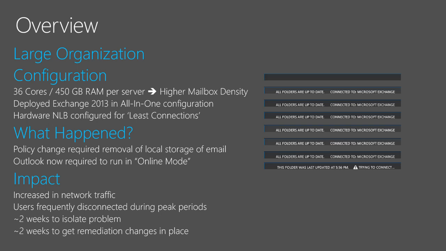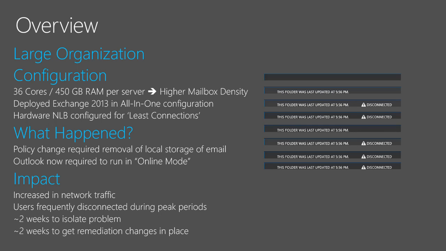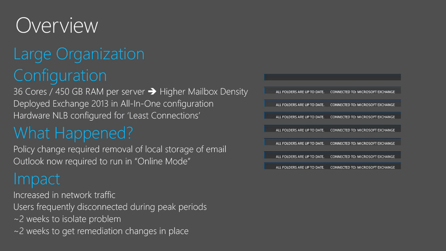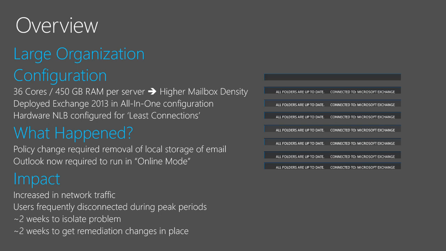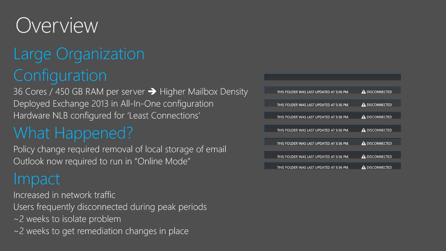Their legal department decided to make a policy change. Basically, thou shalt not have any content stored on your local machine. That's the summary of the policy change. They wanted all content to stay in the mailboxes, no local OST copies, no PSTs, no content, everything stays on the servers. So in order to achieve this, they made a change to Outlook. They configured Outlook to run in online mode versus cache mode.